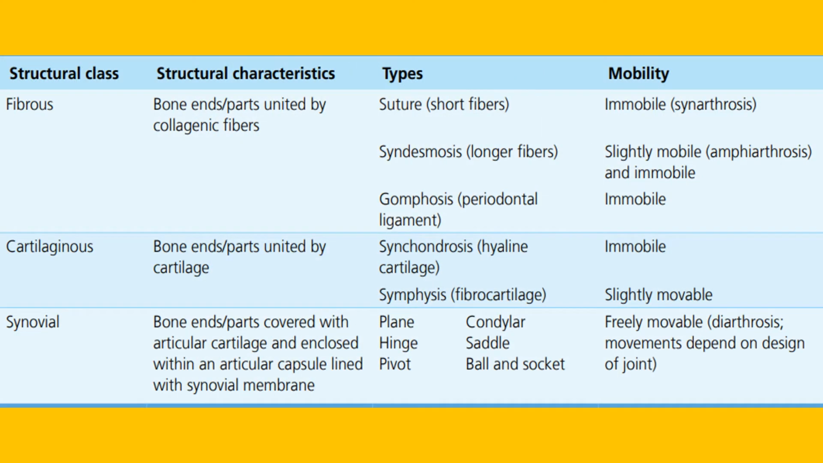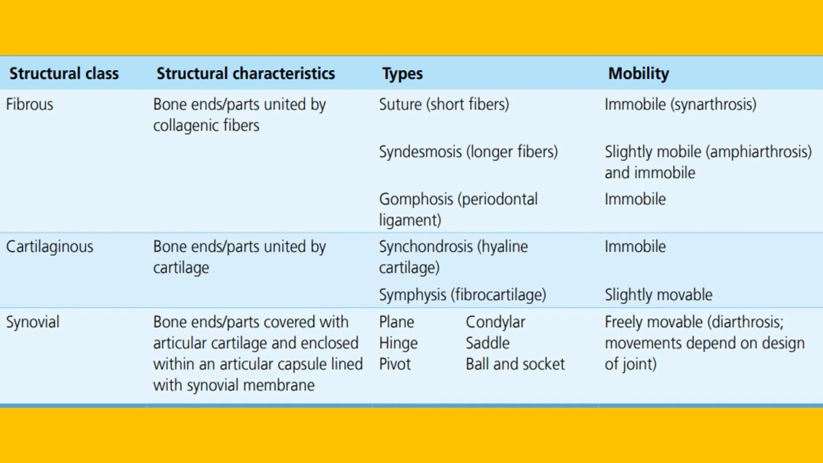The table shows the different types of joints, the structural class of the joint, their characteristics, types, and mobility. Starting with the fibrous joint. Structural characteristics include bone ends or parts united by collagenous fibers. Types include sutures, with short fibers, syndesmosis, with longer fibers, and gomphosis, with the periodontal ligament. Mobility: sutures are immobile, syndesmoses are slightly mobile, sometimes immobile, and gomphoses are also immobile.